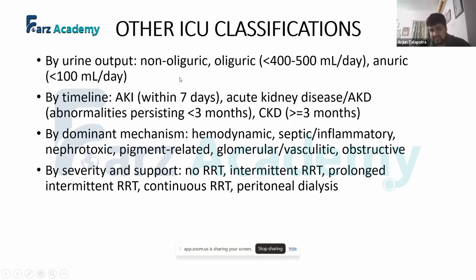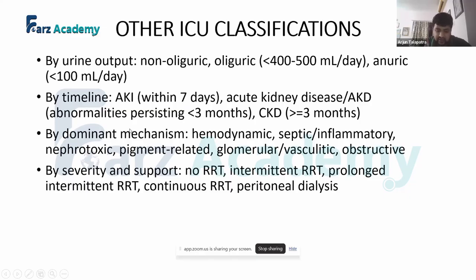There may be other ways of classifying AKI. So you may have a non-oliguric versus an oliguric versus an anuric AKI. This is also important for prognostication because by and large, your non-oliguric AKIs have a better prognosis. You can also divide it according to the timeline. So you can have an acute kidney injury, which develops within 7 days. You can have an acute kidney disease, where it is between 7 days to 3 months, and obviously a chronic kidney disease where the damage is lasting for more than or equal to 3 months.